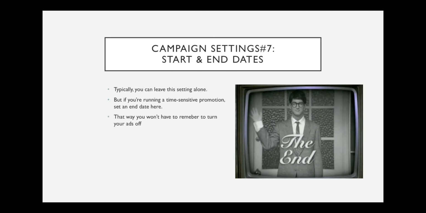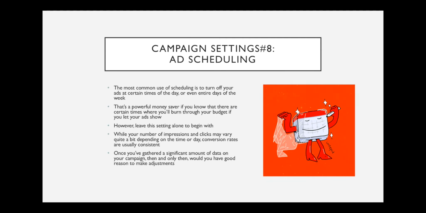Number 7, setting start and end dates. Typically, you can leave the setting alone, but if you're running a time-sensitive promotion, then make sure you set an end date. That way, you won't have to remember to turn your ads off and your campaigns don't continue spending past its due date. And number 8, ad scheduling.